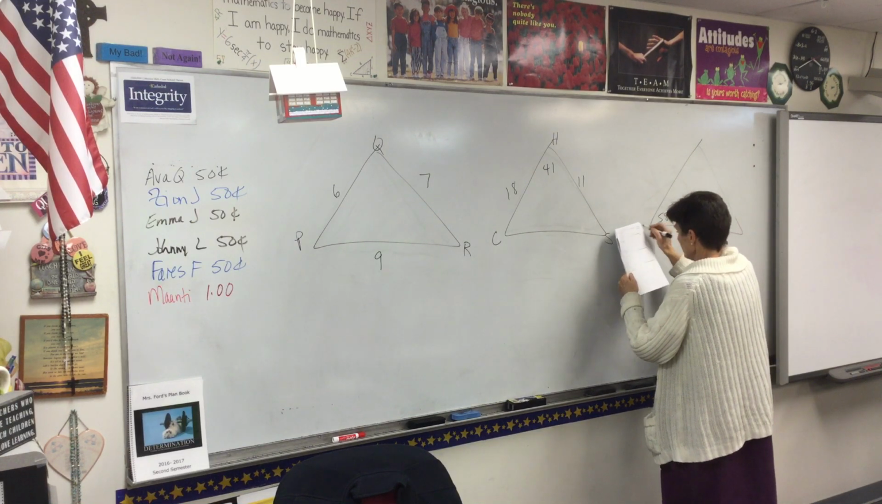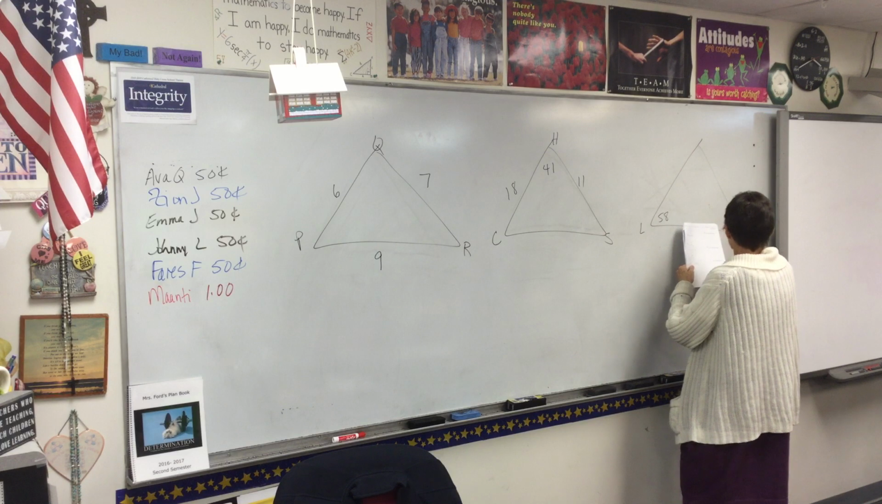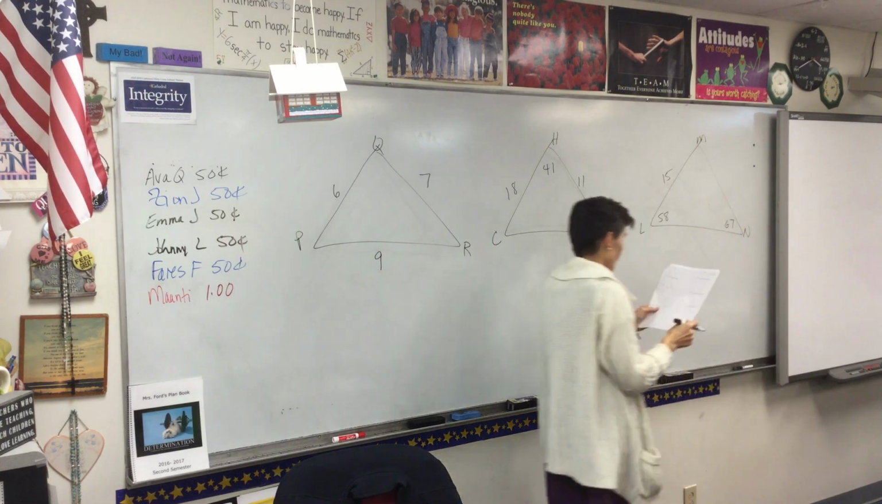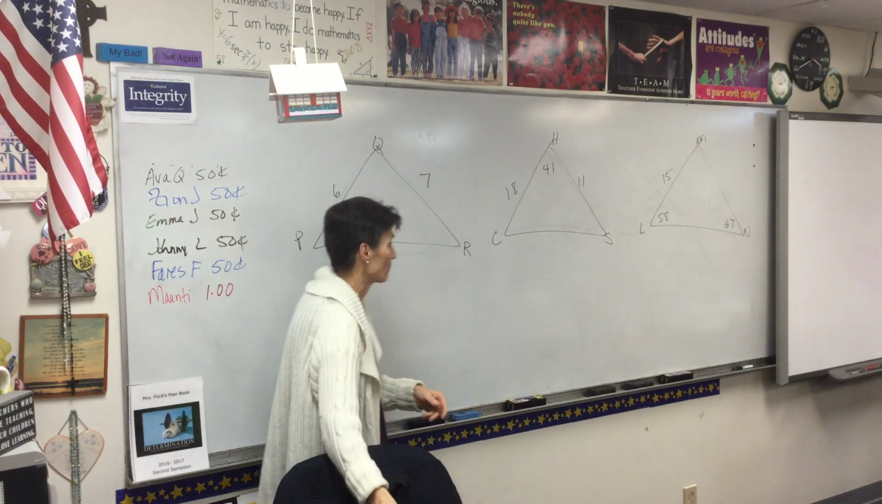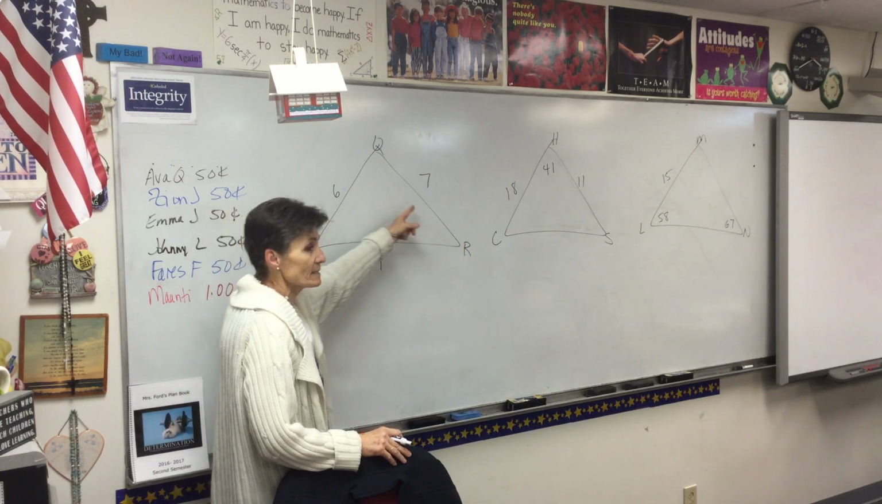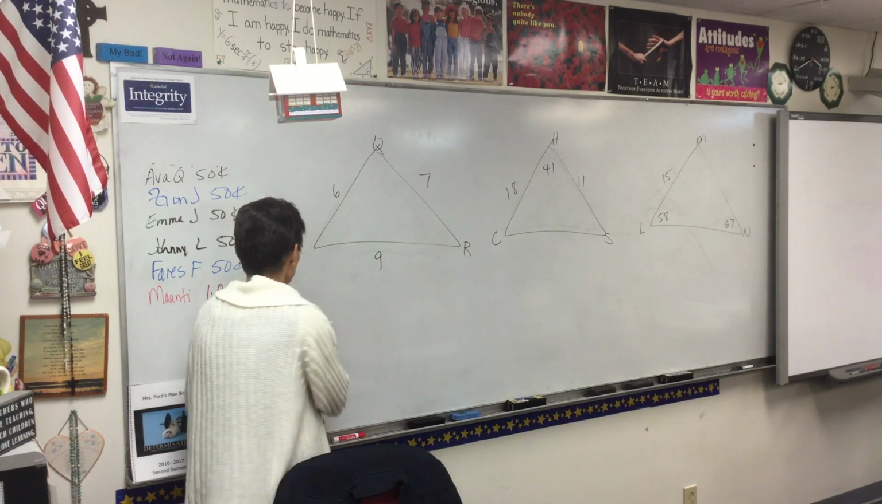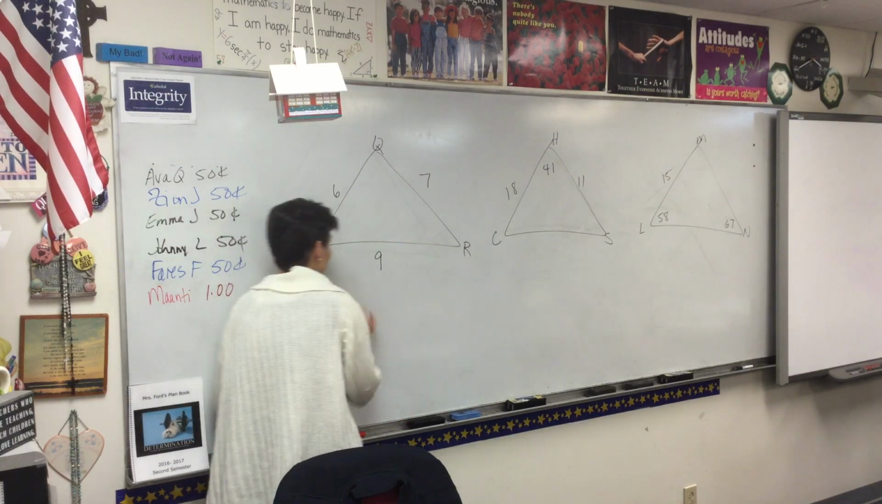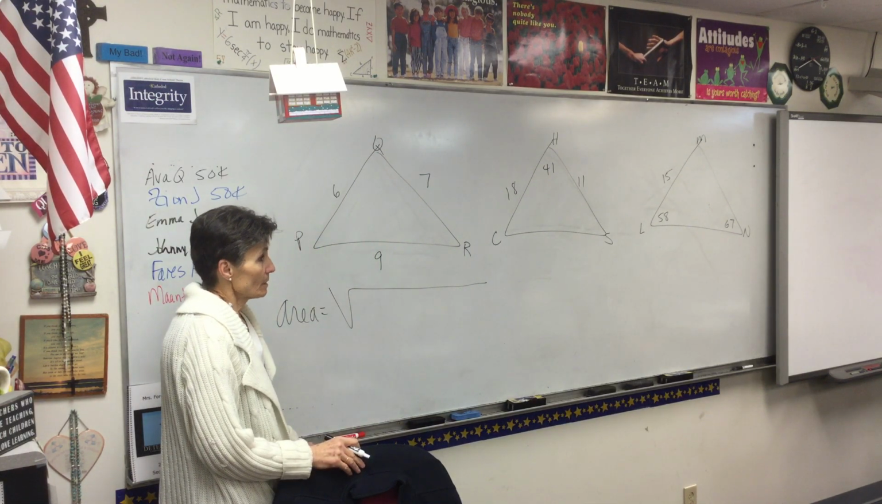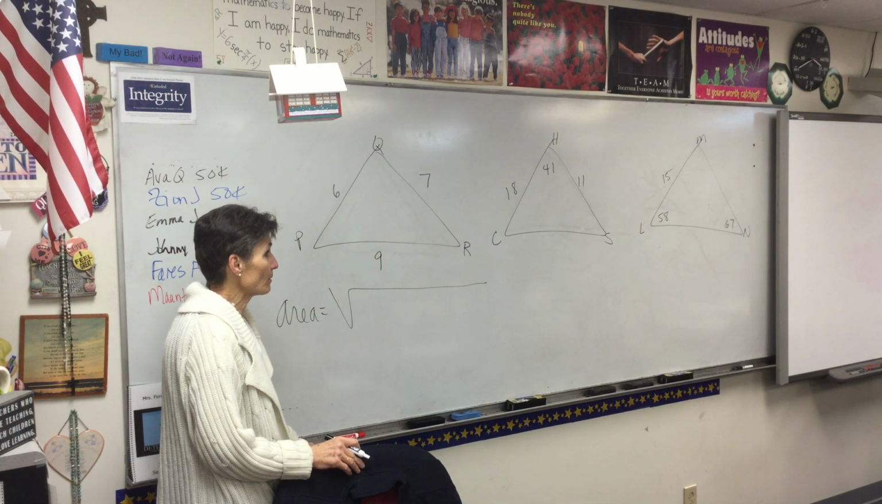C is not simple. I mean, just A and B are simple. C is doable, but it isn't simple. It's gonna be a 2-step problem. This is a 1-step problem. We have all 3 sides of the triangle. So the area is going to be that big radical, Heron's formula. That's gonna be how we're gonna find the area of this triangle.